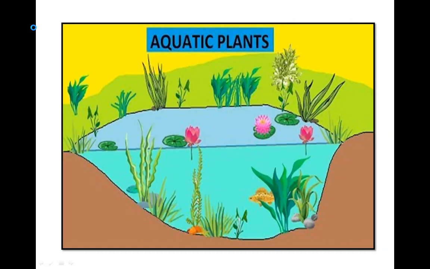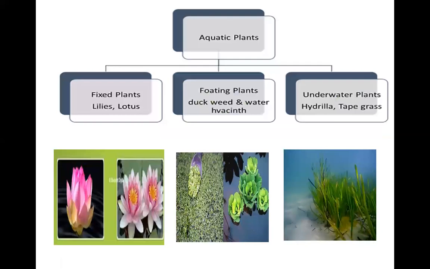Today we'll continue with chapter number 6, Plants Living and Surviving. Today we are going to talk about aquatic plants. The plants that are found in aquatic habitats such as ponds, rivers, lakes, seas are called aquatic plants. Aquatic plants are of three types, that is fixed plants, floating plants, and underwater plants. Let's learn one by one about them.